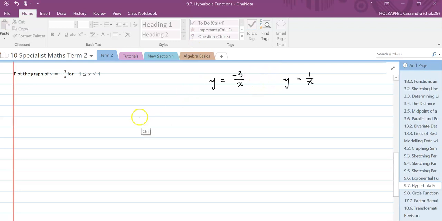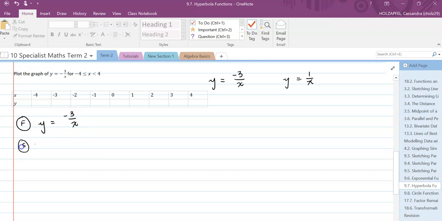But let's go ahead and solve this question here, and we're going to do this using our table again. So plot the graph of y is equal to -3 over x for the domain -4 to +4. So let's pop our tables in. So now that we've got our table of values, let's go ahead and use FSA. So our formula is going to be y is equal to -3 over x. Our first value of x that we're going to substitute in is x is equal to -4. So -3 divided by -4, and our answer is going to be y is equal to 0.75. So we would go ahead and pop that into our table here.